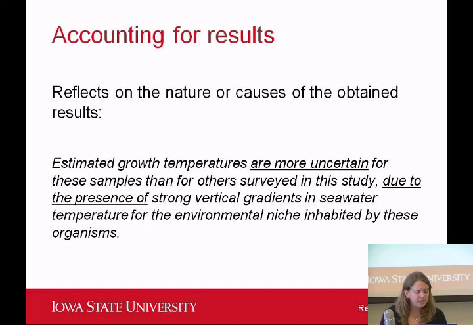So here we have an example, and it says estimated growth temperatures are more uncertain for these samples than for others surveyed in the study due to the presence of strong vertical gradients in seawater temperature for the environmental niche inhabited by these organisms. And we can see here that the authors are really kind of reflecting on the nature of the results and even qualifying them. They're saying, well, these results are uncertain, and here's maybe what's happening. So they're suggesting a reason, or they're speculating about the cause for the results.